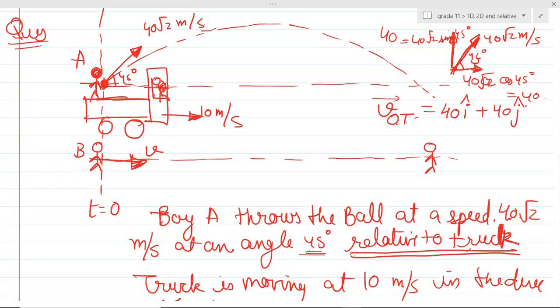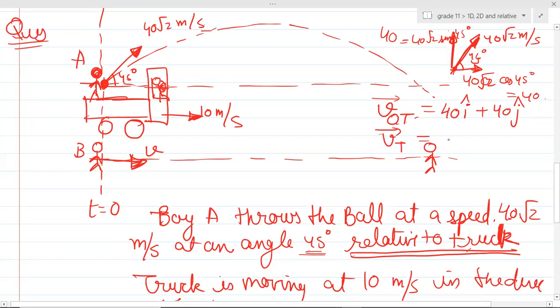Does anyone have any doubt in this part? This is basically just the vector resolution which we did. We just resolved the velocity. The boy throws the ball with 40 root 2, and plus 10 with respect to ground. With respect to the boy B who is on the ground, that will be plus 10. Now, what is the velocity of the truck?